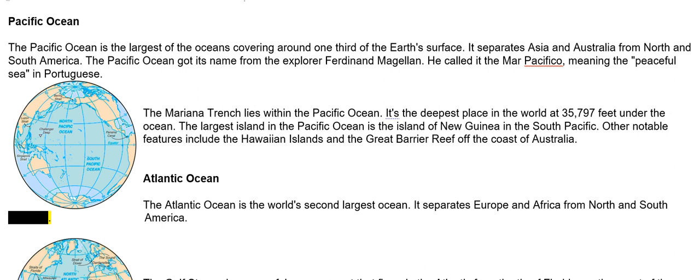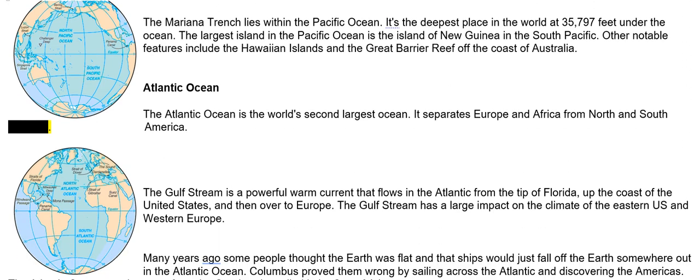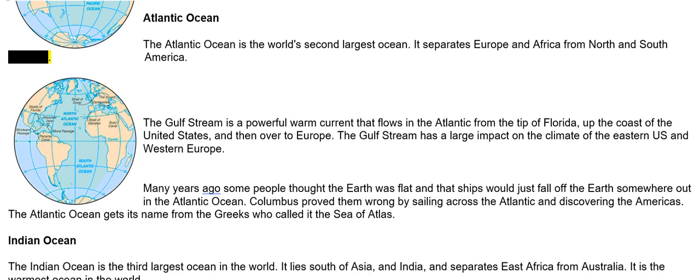The next ocean is the Atlantic Ocean. The Atlantic Ocean is the world's second largest ocean. It separates Europe and Africa from North and South America. The Gulf Stream is a powerful warm current that flows from the tip of Florida up the coast of the United States and then over to Europe. The Gulf Stream has a large impact on the climate of the eastern US and western Europe.